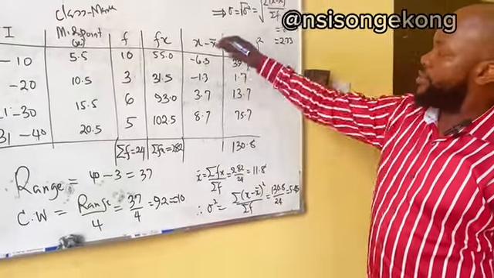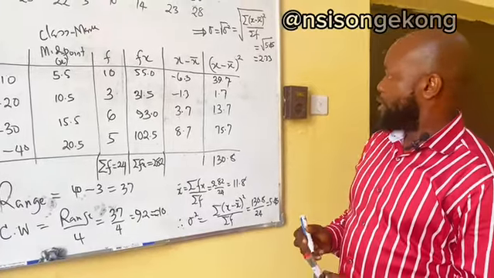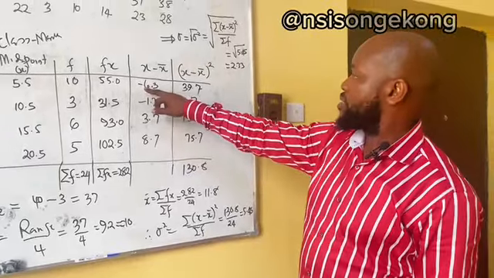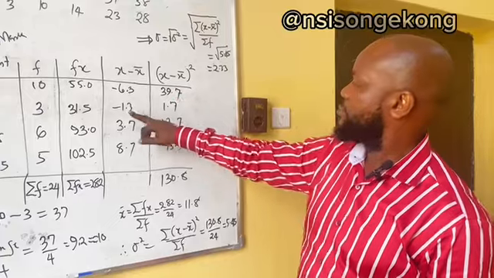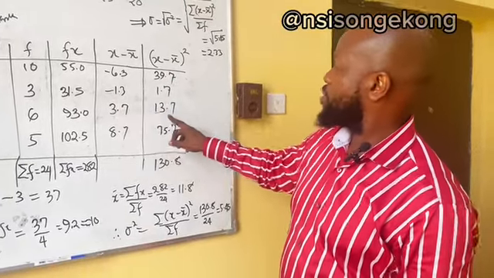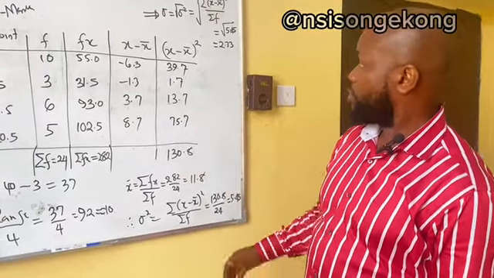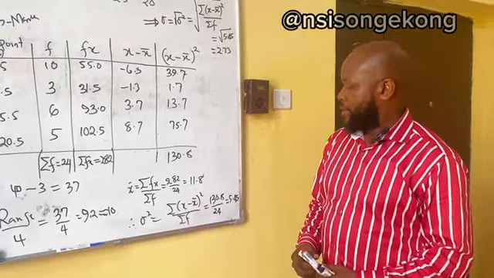Okay, so now that we have this column, we need to square this column to be able to get to where we obtain the variance. So we square each of these. Minus 6.3 squared is 39.7. Minus 1.3 squared is 1.7. 3.7 squared is 13.7. 8.7 squared is 75.7. So if we sum this column now, we have 130.8.